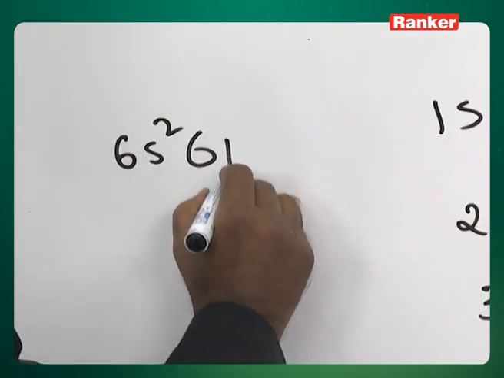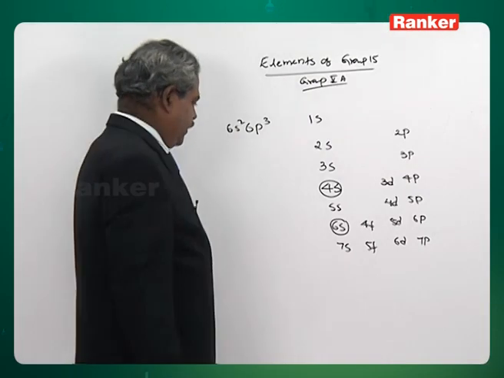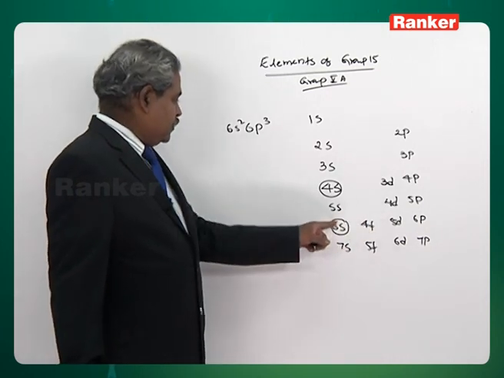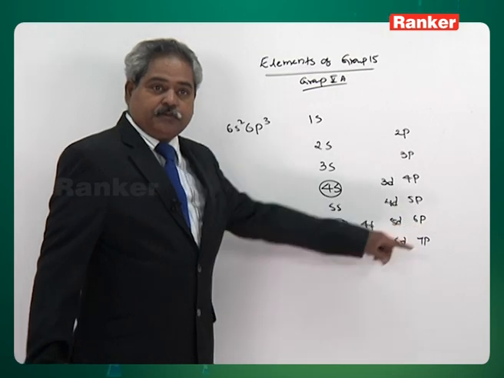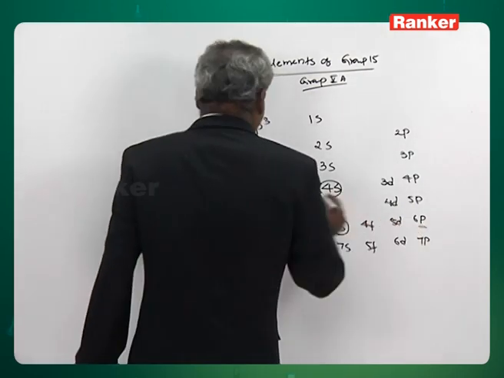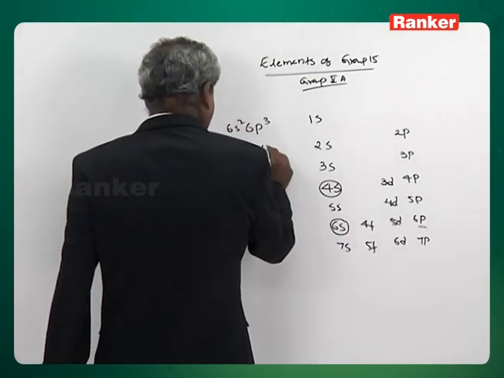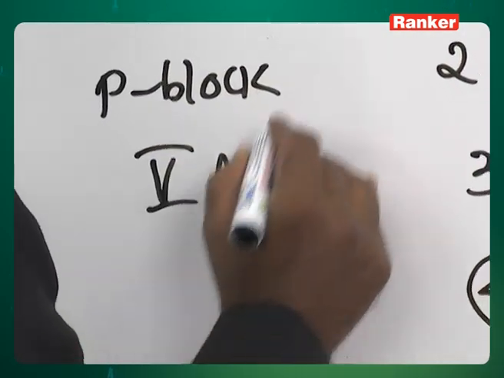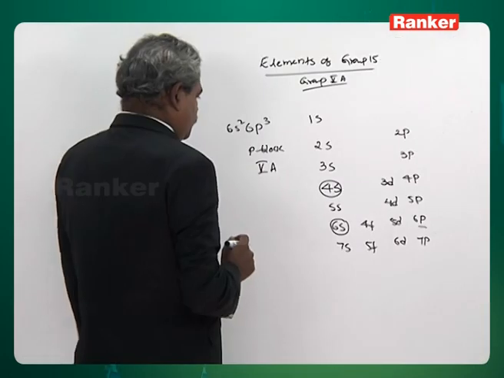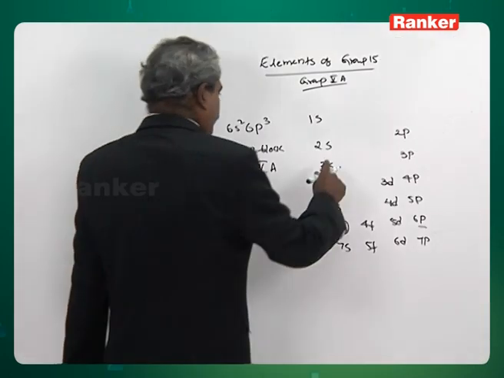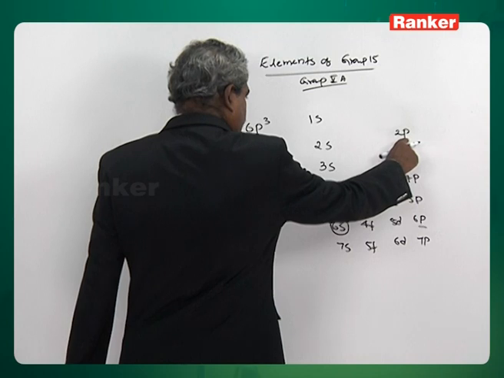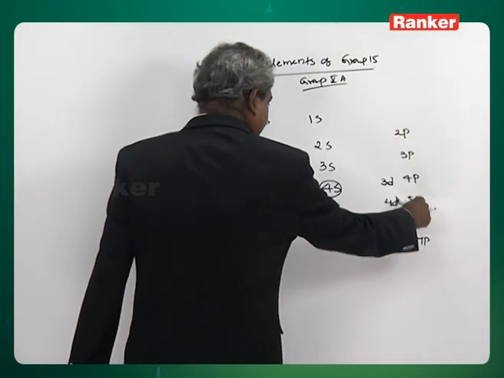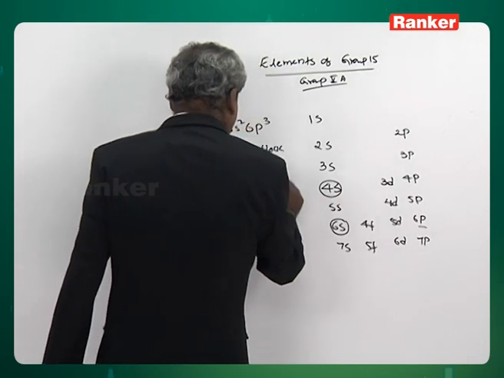6s2, 6p3. Who could this be? 6s, 6p. Here it is, 6p. Okay, p block, 2 plus 3, 5A, the nitrogen group. Sixth period. 2s2, 2p3, you know this is nitrogen. Nitrogen, phosphorus, arsenic, antimony, bismuth. This is the electronic configuration of bismuth.